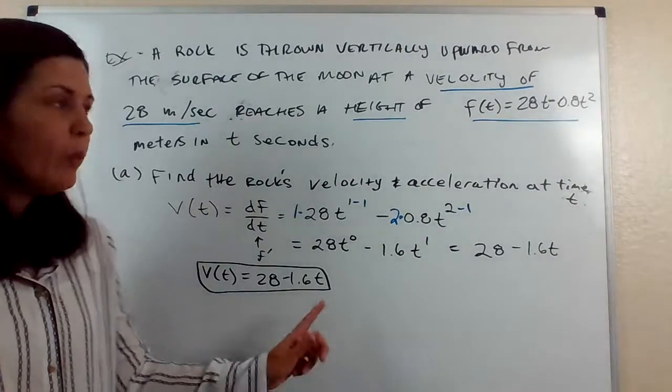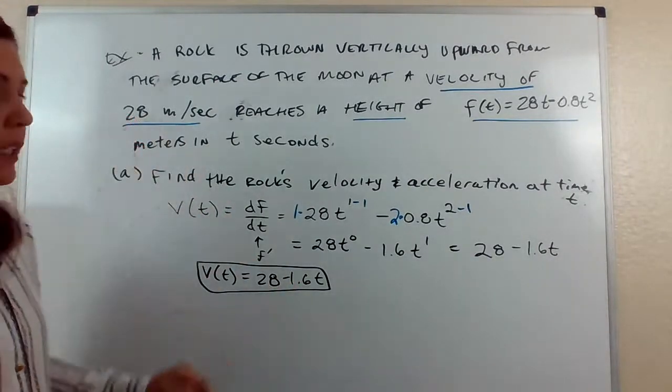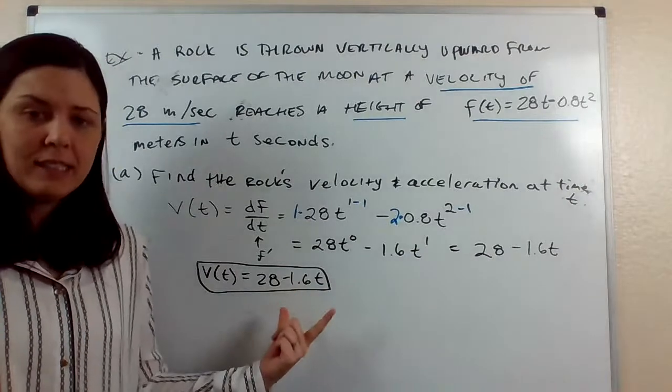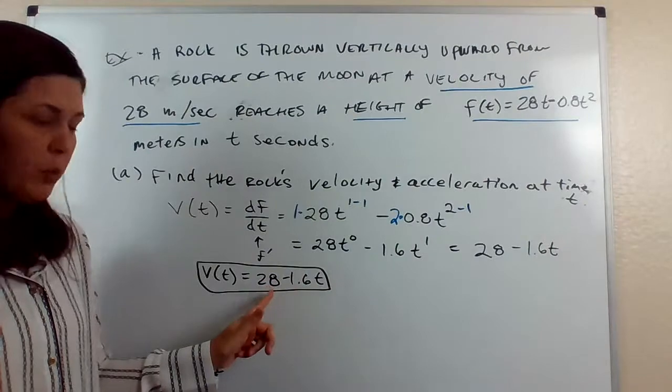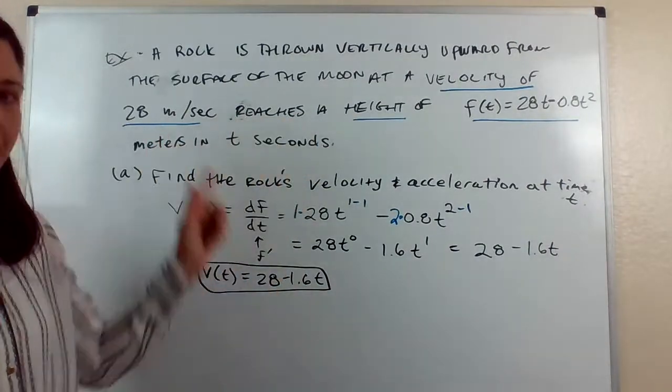And let's just verify. We know initially the velocity is 28 meters per second. And look, it makes sense. If I plug in time 0, my initial time, I get 28. So that's good. Kind of checks out.